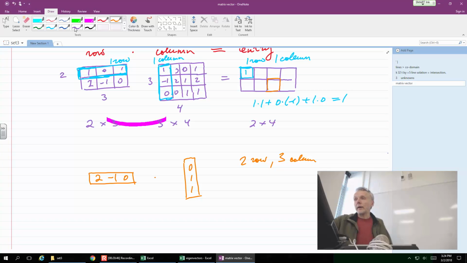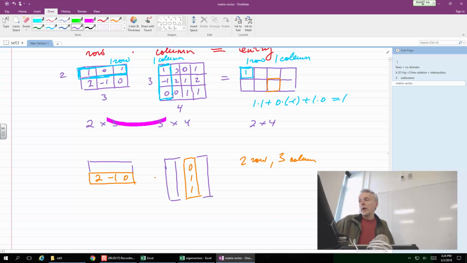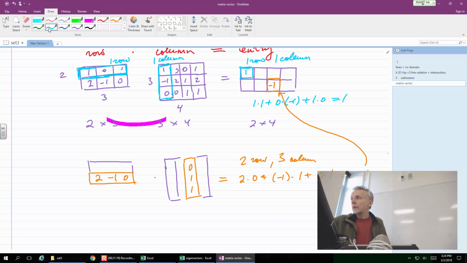Okay, so I'm extracting the information from my table like this. So I am ignoring the parts that I don't care about, and now I clearly see my row, my column, and so I have 2 times 0 plus negative 1 times 1 plus 0 times 1. The answer is negative 1. Okay, so that gives me one single entry. So we found 1. And we found negative 1. And then you carry it out every time.